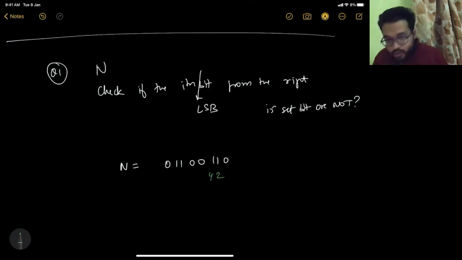Does everybody understand what I just did here? 64 plus 32 will give me 96. 96 plus 4 will give me 100. 100 plus 2 will give me 102. My answer comes out to be 102.